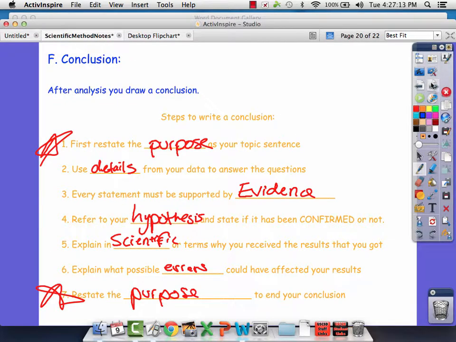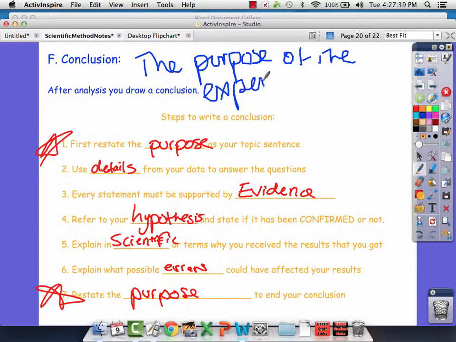And here's the final step, the conclusion. After the analysis, you always want to draw a conclusion. This should be written in paragraph form. The way this works is you're going to begin your first sentence by saying, the purpose of the experiment is to... The purpose of this experiment is to do what? So step 1 is to restate the purpose.